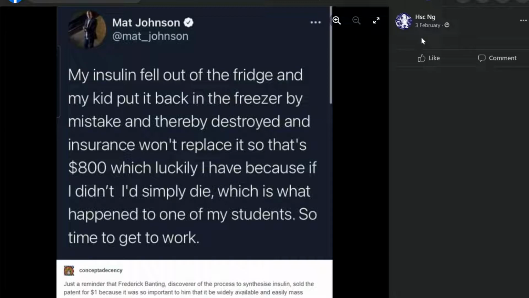Okay, so this is about the cost of medical innovation. It's important that people who work on medical innovations, either engineers or chemists or med scientists, get paid fairly for their work. In this case, it's someone who's talking about how their $800 worth of insulin didn't get put back in the fridge, which is lucky because if they didn't have $800, they would die.